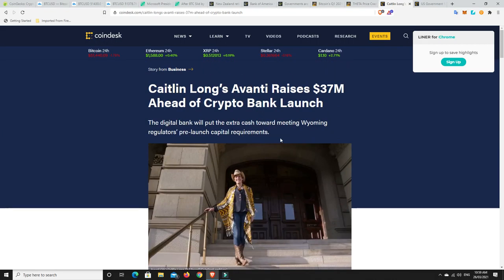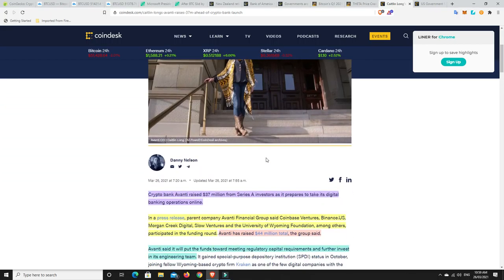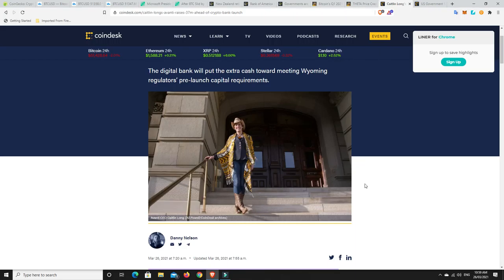So, again, this news has been out for a while that there is a crypto bank. They've got the license. They're fully regulated. They're ready to go. And it seems like some pretty big names are putting some money into it. Morgan Creek, Coinbase Ventures, Binance US. So this is the future, ladies and gentlemen. It is literally happening in front of your faces.